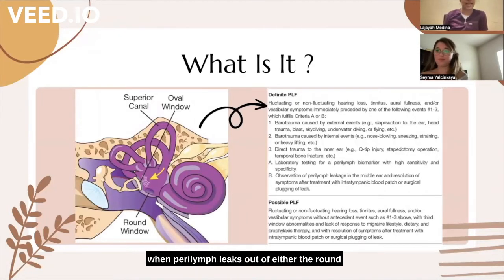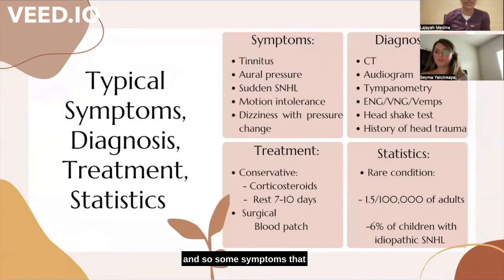When perilymph leaks out of either the round or oval window, this creates a pressure change in the labyrinth and can result in hearing loss. And so some symptoms that people typically experience are tinnitus, aural pressure, sudden sensorineural hearing loss, they might have motion intolerance, and usually there's dizziness with pressure change.